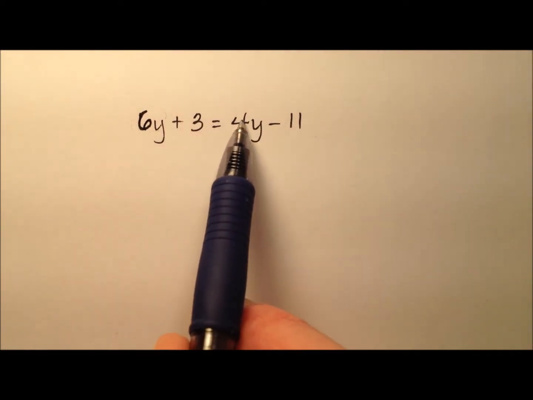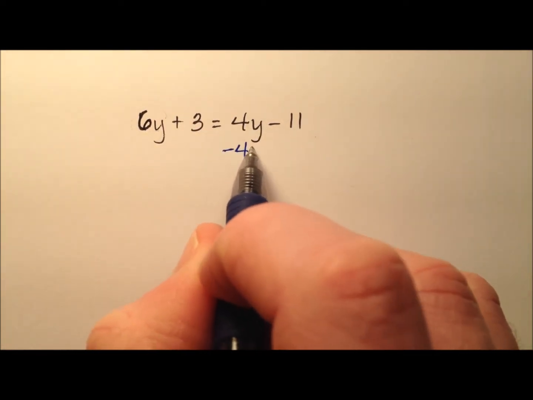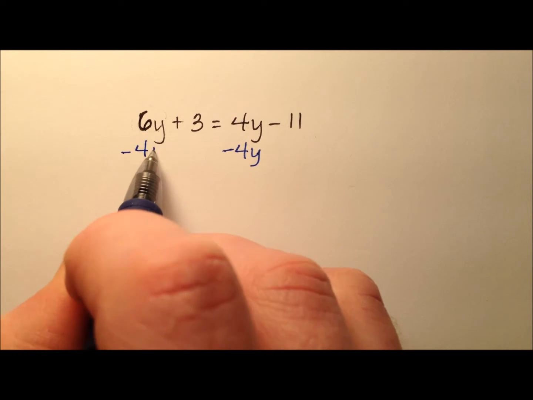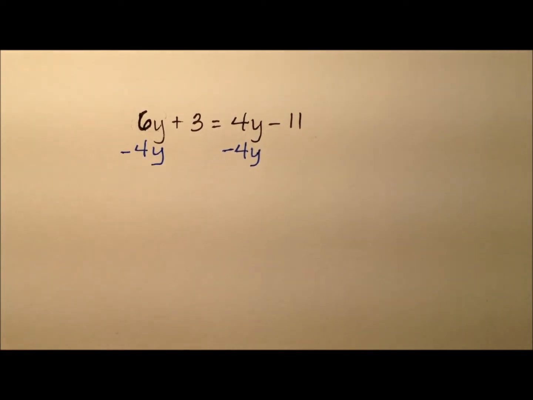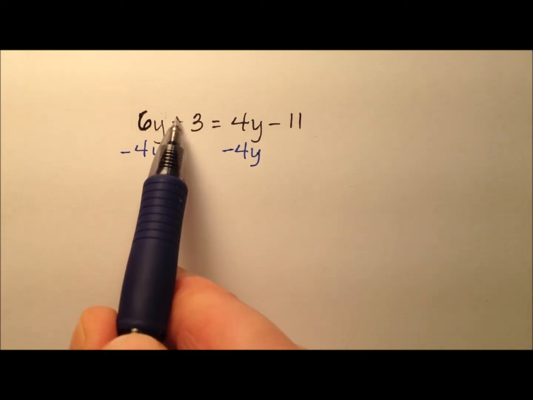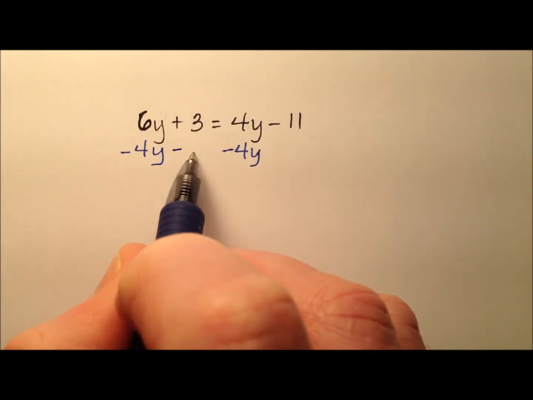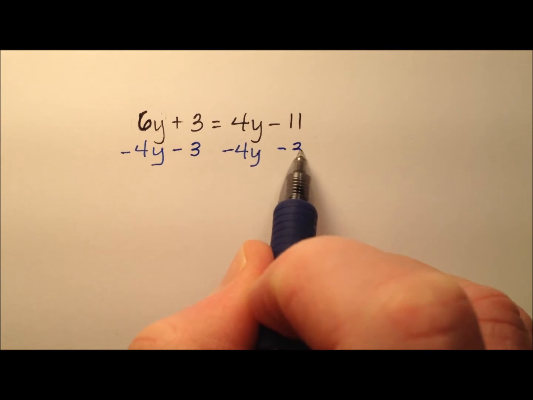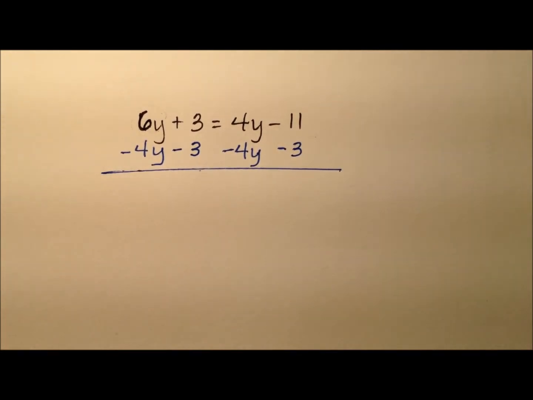So this 4y is positive, so let's subtract 4y from both sides. But while we're at it, since we know the variables are going to be on the left side, let's go ahead and take this positive 3 and get him off the left side and put him on the right side. Okay, so that's what that's going to look like. And so the first thing I want to point out in the video, this first principle, is that you can do multiple properties of equality at the same time. We don't just have to go one at a time.